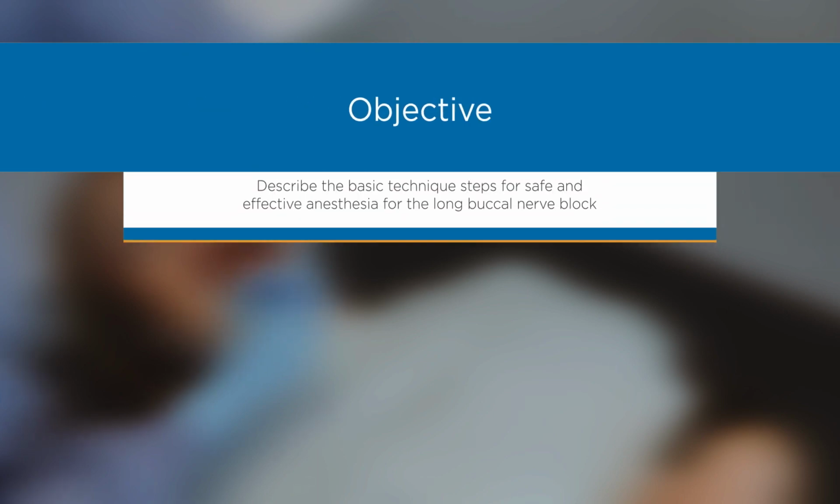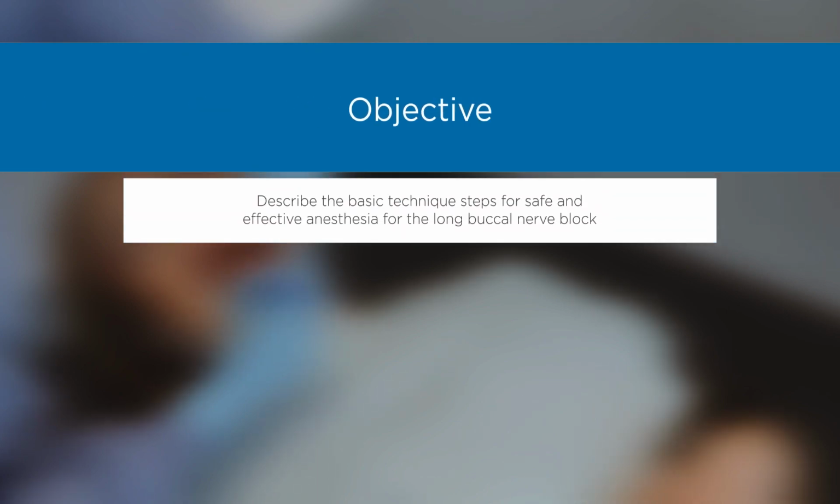Objective: describe the basic technique steps for safe and effective anesthesia for the long buccal nerve block. A long buccal nerve block is necessary when you need to anesthetize the tissues next to the mandibular molars. The inferior alveolar nerve block does not anesthetize that tissue. So if you're doing any periodontal therapy or other dental procedures in that area, you need to anesthetize the tissue separately. It's a pretty simple injection, and after you've done the IA, it's a very easy one to do.